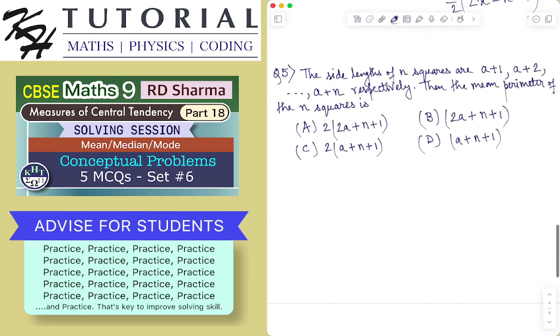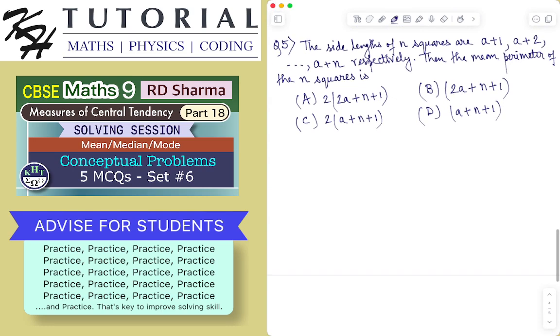So question number 5 says the side lengths of n squares are a plus 1, a plus 2, up to a plus n. So the side length of the first square is a plus 1, the side length of the second square is a plus 2, so the side length of the nth square is a plus n. Then we have to find the mean perimeter of all the perimeters of the n squares.